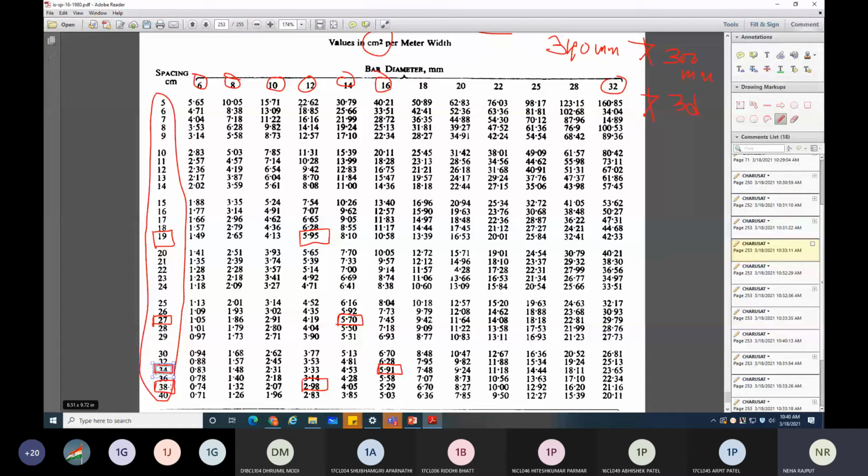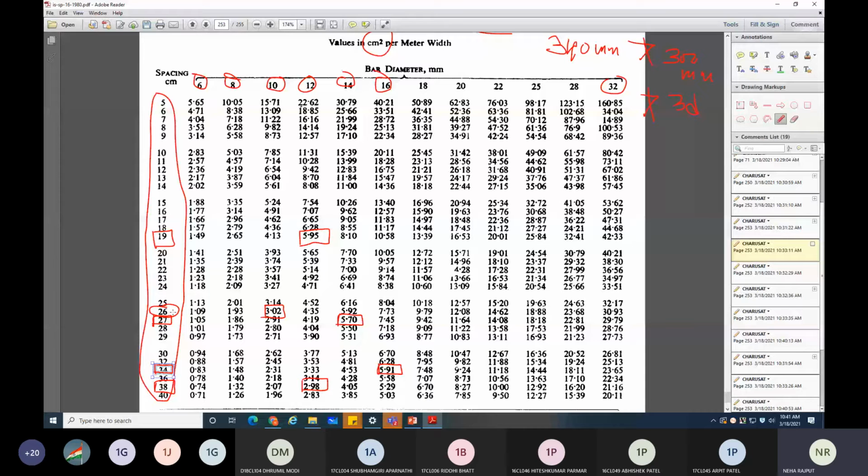So the spacing is increasing, so you can go further with the 10 mm diameter bar. So here you can use 10 mm diameter also. So 2.92. So here 3.02. So here that will be 26 centimeters, so 260 mm. So this you can consider for your case. So 3.02 is the area and 26 centimeter is the spacing.